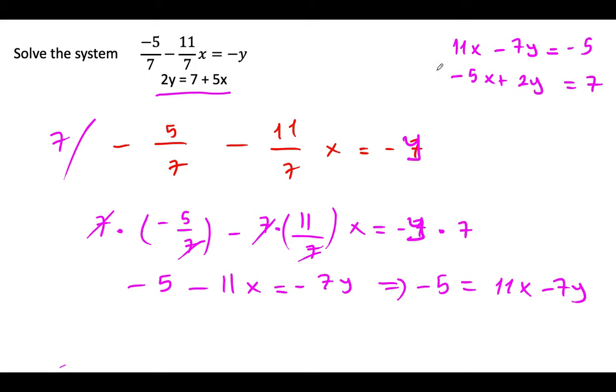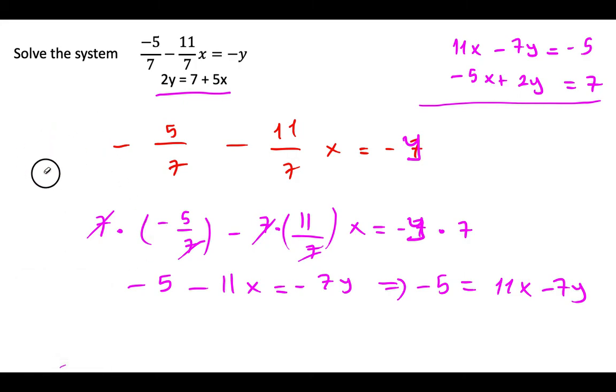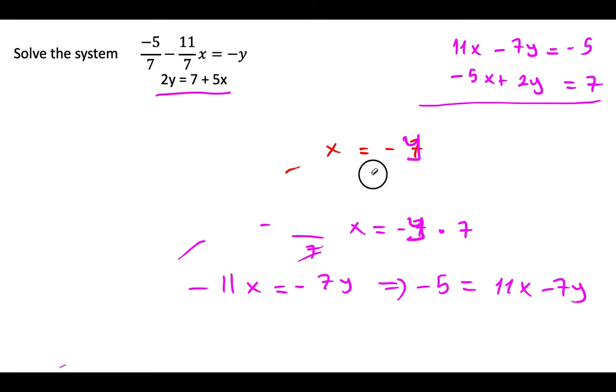And then what can I do? This is 11x, this is negative 5x, so I have to use elimination, but in order to use elimination, I have to get common coefficients. To do this, we have extra work here. So let me clean this part. What is the extra work, you will understand.